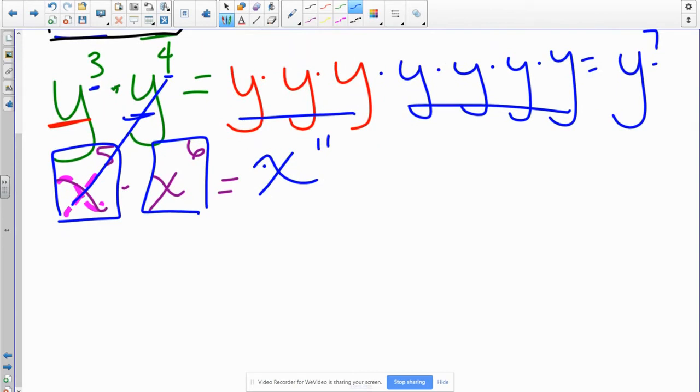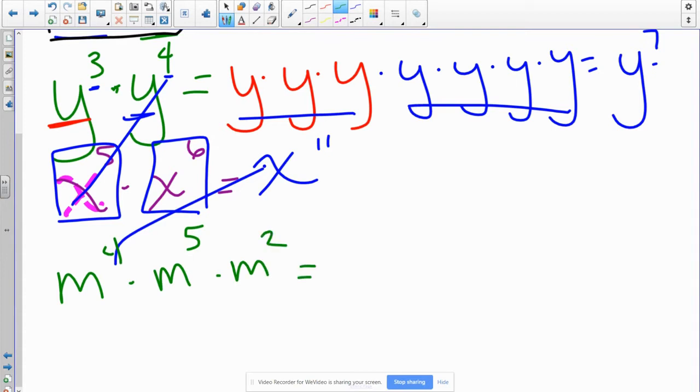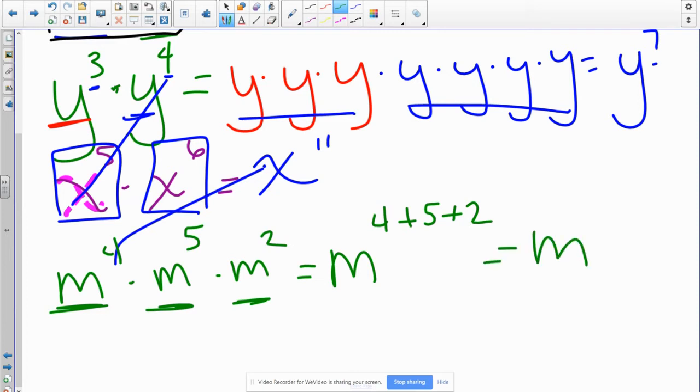Okay. Let's look at a little bit more complicated problems. Let's look at one that has 3. Let's say we have m to the 4th times m to the 5th times m to the 2nd. So we'll go through this. I have m to the 4th, which means I have 4 m's. I have m to the 5th, which means I have 5 m's. I have m to the 2nd, which means I have 2 m's. If I add those up, 4 plus 5 plus 2 would equal m to the 11th.